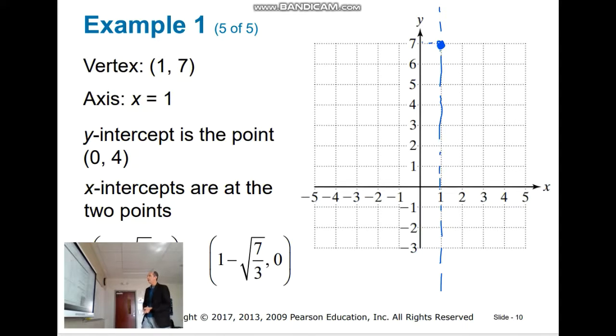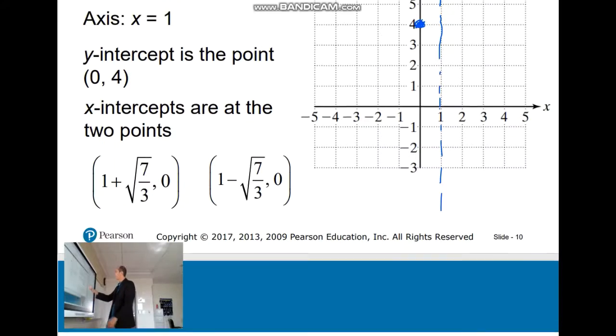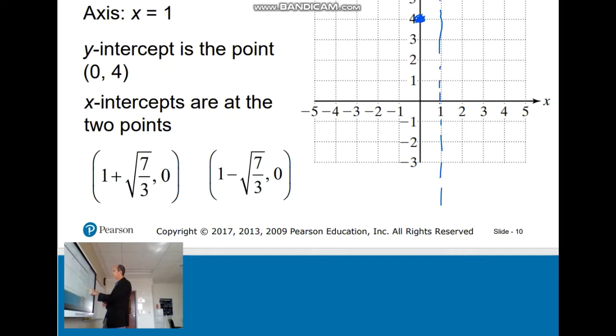The y-intercept is x equals 0, y equals 4, right here. This is the y-intercept. And now, finally, the x-intercepts are the points 1 plus square root of 7 over 3 and 0, obviously, because it's on the x-axis, y equals 0. And the other one is 1 minus square root of 7 over 3 and 0.